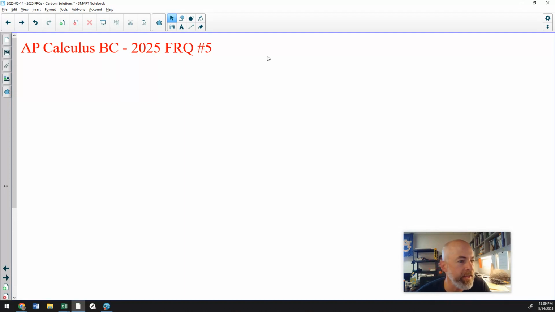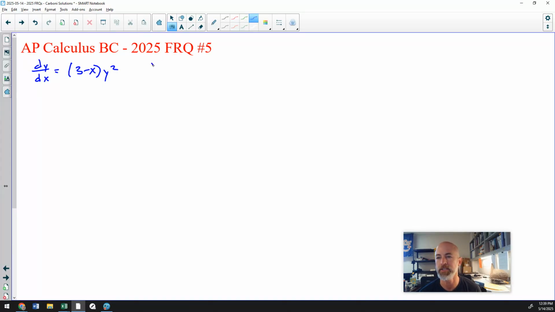So number 5, they give me a differential equation. Oh, AB didn't have a differential equation problem. I just now realized that. That's frustrating, I guess. So no diffie-q problem for AB. So that's dy/dx = (3 - x)y squared, my differential equation. I'll go ahead and write down the initial condition as well.